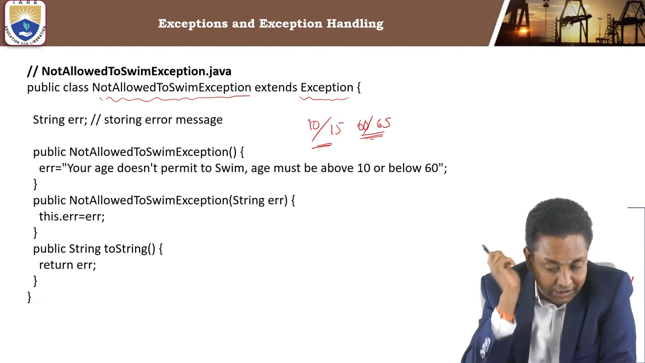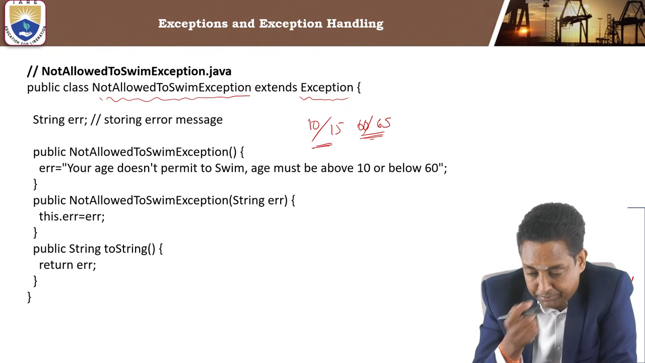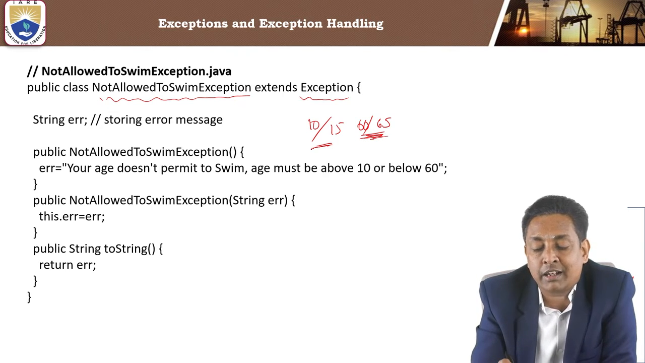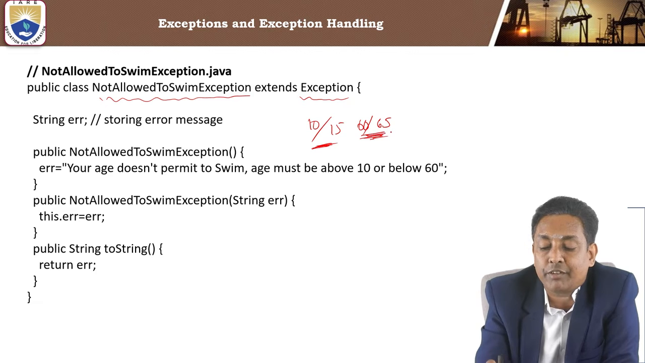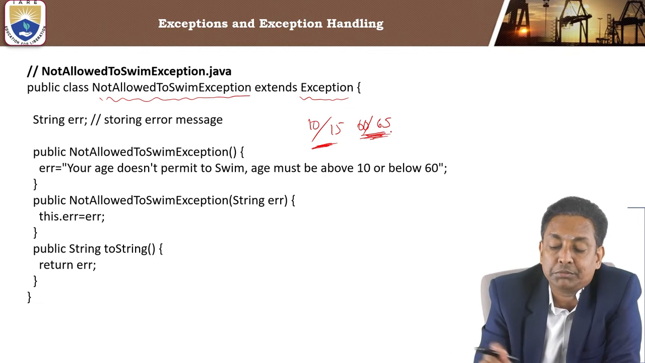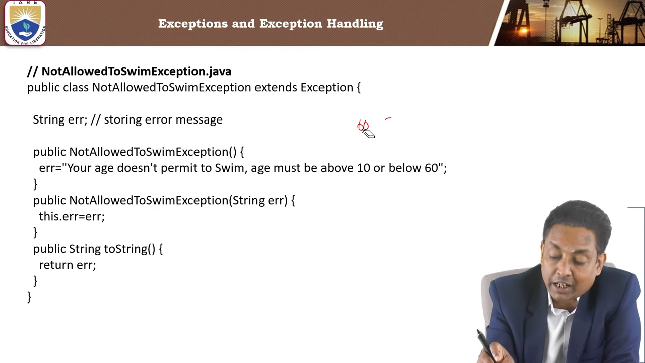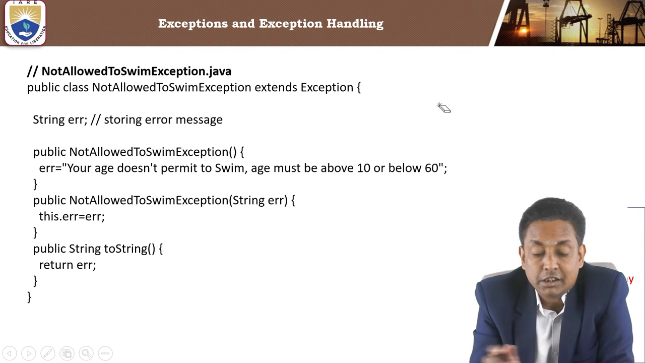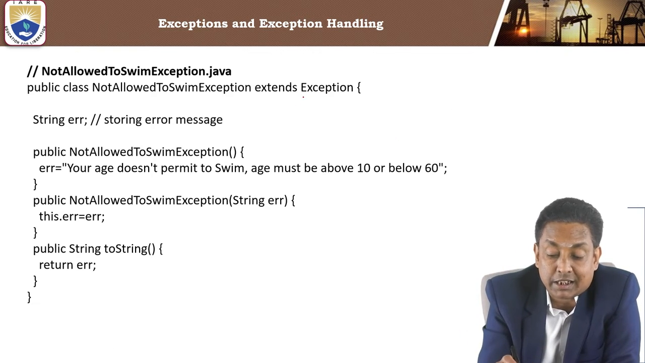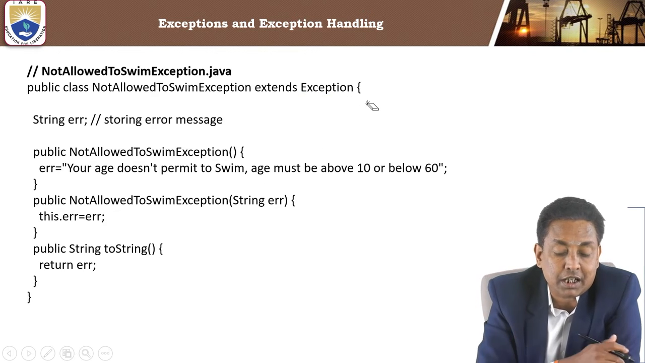If he is not physically fit, or generally based on age, we are writing a condition. If any one of these matches, immediately we will not allow the user to swim, to take the admission to swim. So such a class was written. It's a checked exception because it extends from the Exception class.